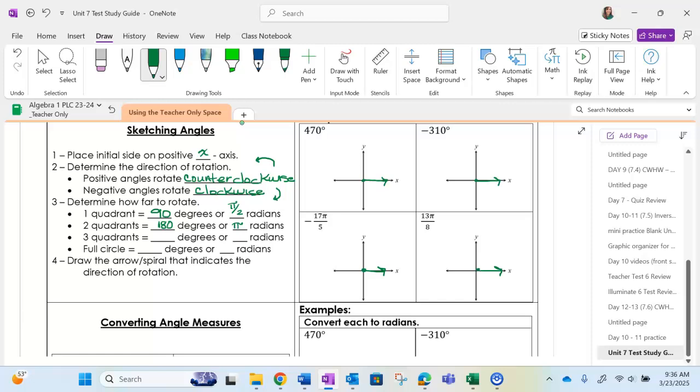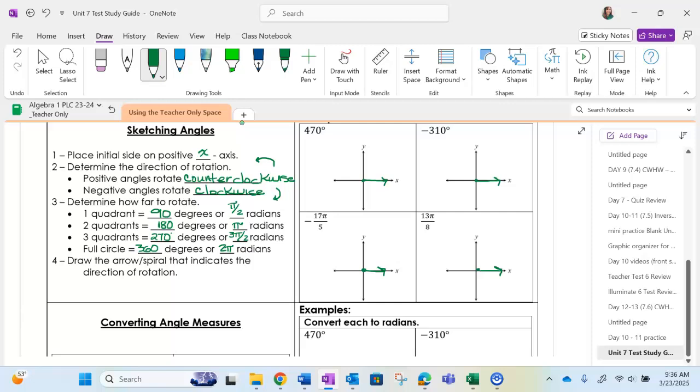If we go into the third quadrant, we're going all the way to 270 degrees, or 3 pi over 2 radians. And an entire circle is 360 degrees, or 2 pi radians. And then we'll just draw our arrow.